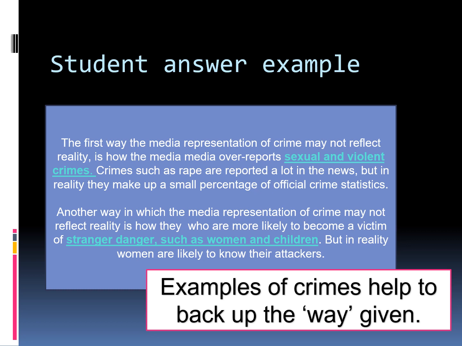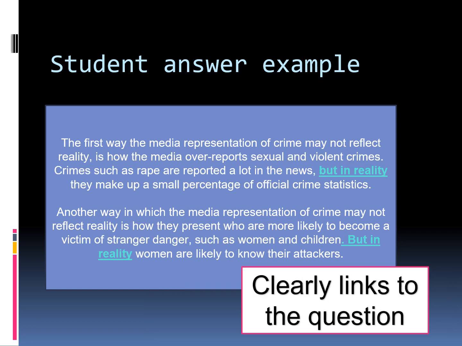So in terms of way 1, they're talking about sexual and violent crimes are reported in the media, but in fact appear less in official crime statistics. And in way 2, they give the example of women and children are made to fear becoming a victim of stranger danger, when in reality they're more likely to know the perpetrator. And finally, you can see it clearly links to the question. They use the wording, especially in the second part of their answers, where they're really emphasising the point in reality.